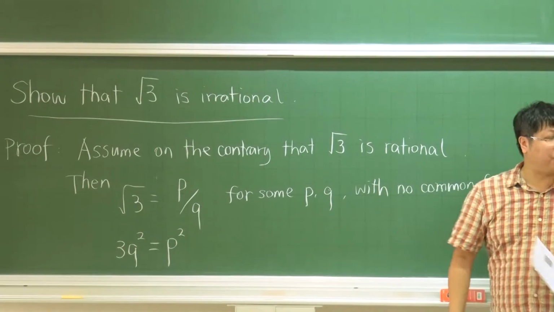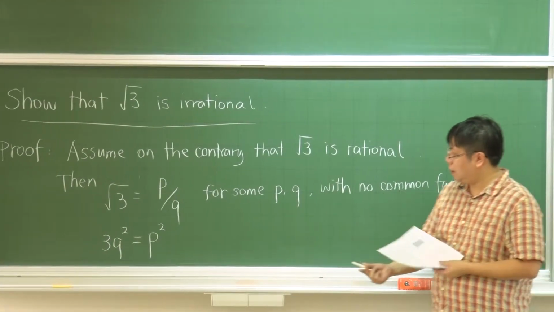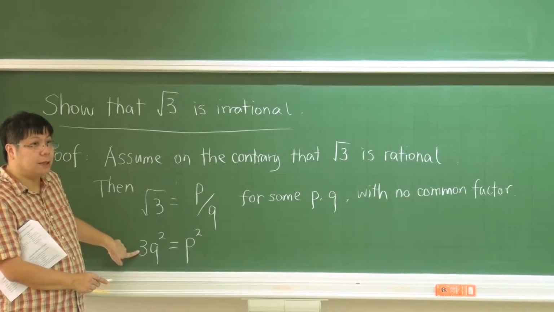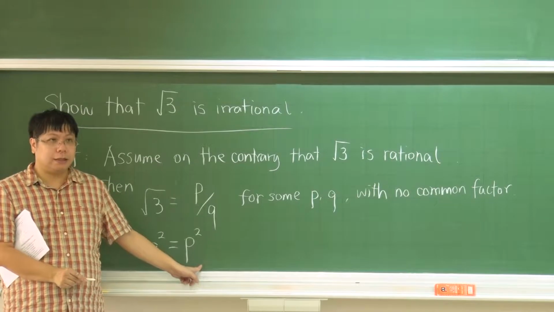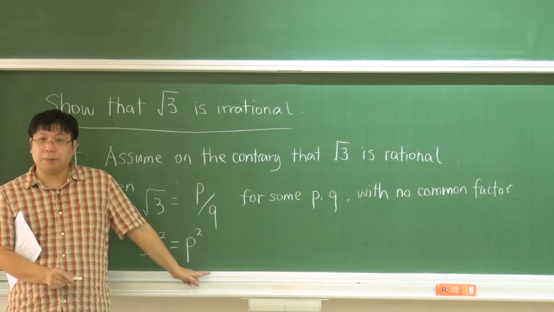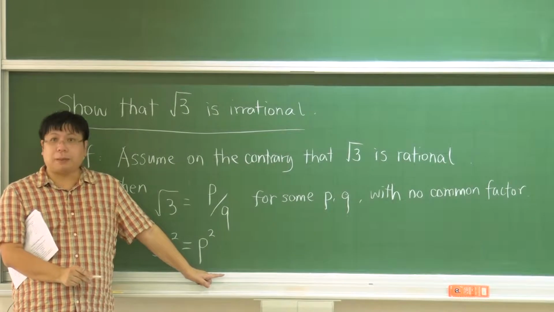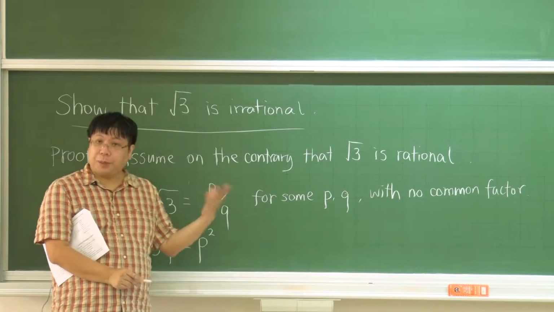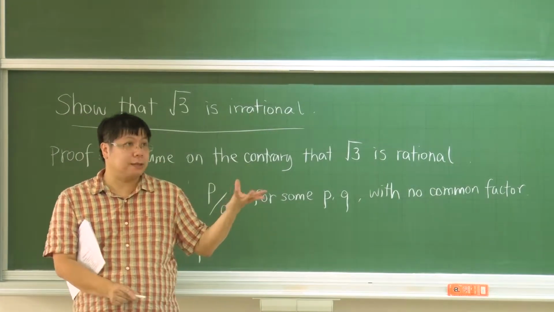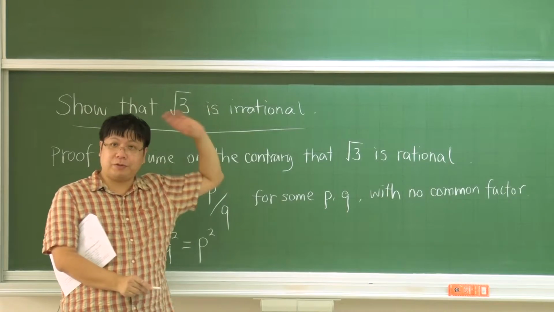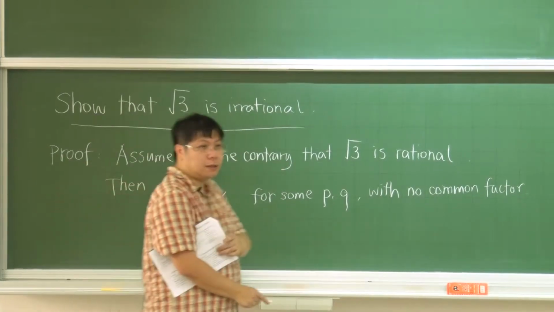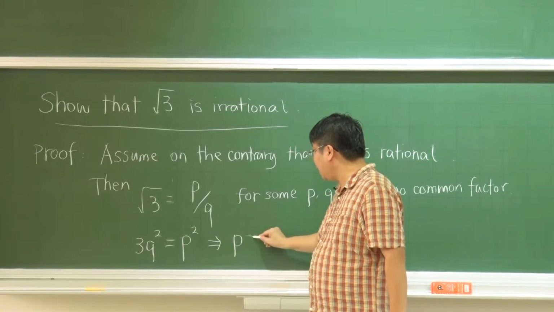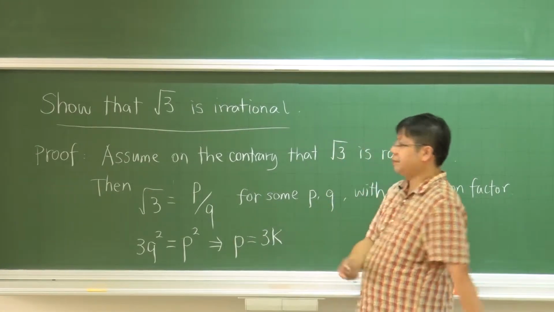And then what do we have? This is a multiple of 3 on the left-hand side, and on the right-hand side it is p squared. So p squared is a multiple of 3. So it means that p has to be a multiple of 3. Does that make sense? Because if p is not a multiple of 3, then the square of p is 3k plus 1 for some integer k. We have shown this earlier in the class. So again, 3q squared equal to p squared implies that p has to be equal to 3k for some k.